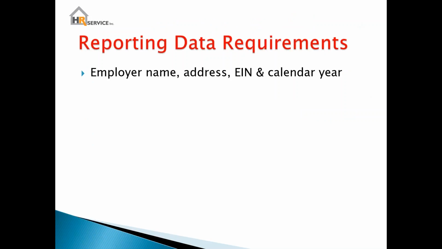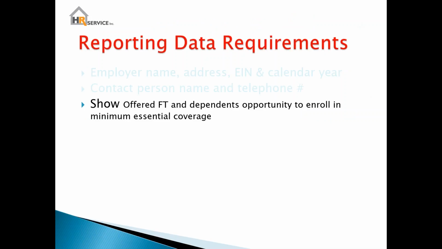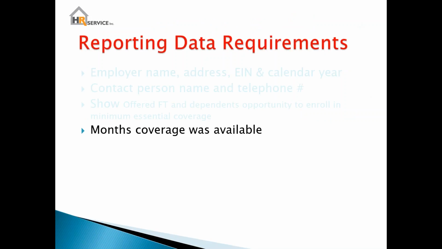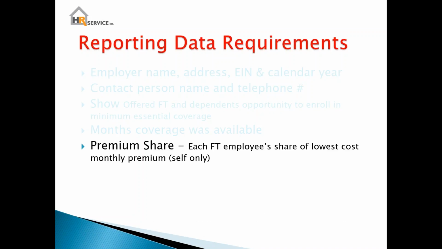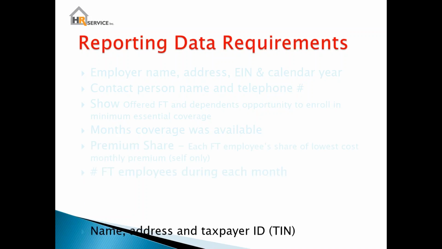But a lot of it is basic stuff: employer name, address, EIN, calendar year, contact person, telephone number, and then it gets a little more complicated. Show that I've offered the full-time employees and dependents the opportunity to enroll in minimum essential coverage. The months coverage was available. The premium share, each full-time employee's share of the lowest cost monthly premium for self-only. Number of full-time employees during each month. So you can see this gets a little complicated. How am I going to track all of this information?